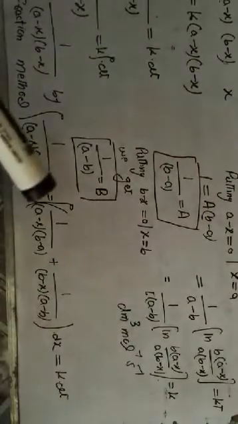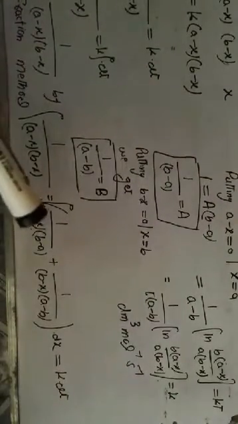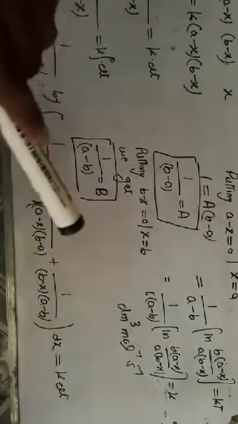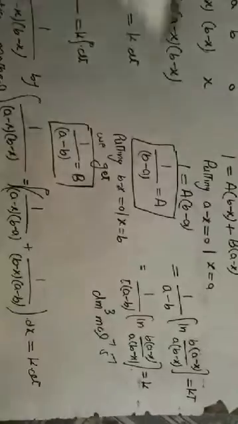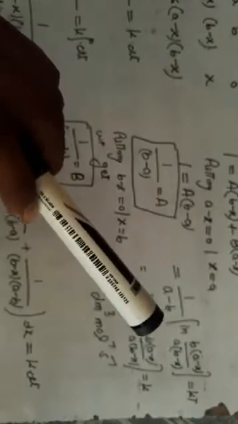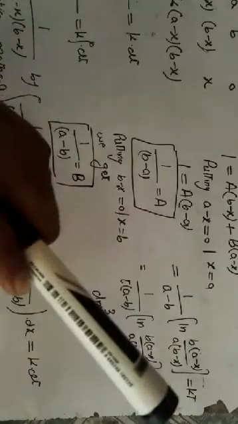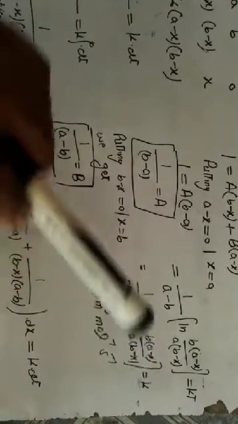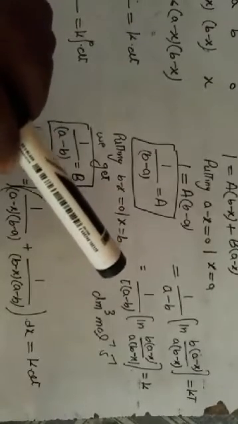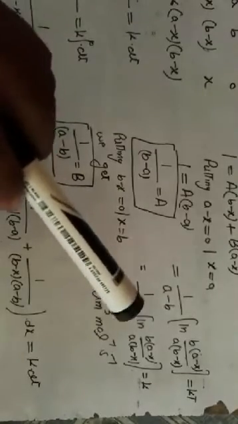Now we put the values of A and B in these equations and we put the integration sign, and when we resolve the whole equation, we get the final equation, which is 1 over A minus B into ln of B into A minus x divided by A into B minus x, equal to KT. So t is multiplied with K on this side, and when we transfer it to the other side, it is divided by t. So the equation becomes 1 over T into A minus B into ln of B into A minus x divided by A into B minus x.